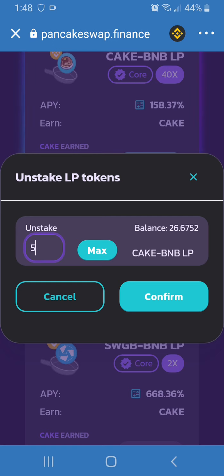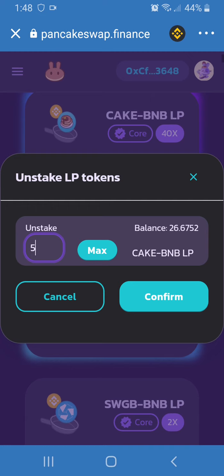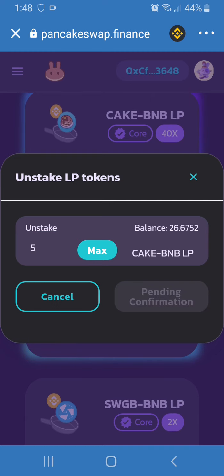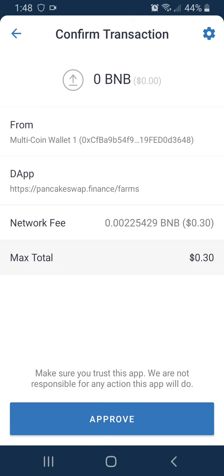But I'm going to add up all the fees throughout the whole video, and you'll see that even being reckless, passing around and moving around your coin and having fun with it on these things, it really doesn't cost a lot. So here we're going to unstake 5 LP tokens. It's going to cost me 30 cents to unstake it.